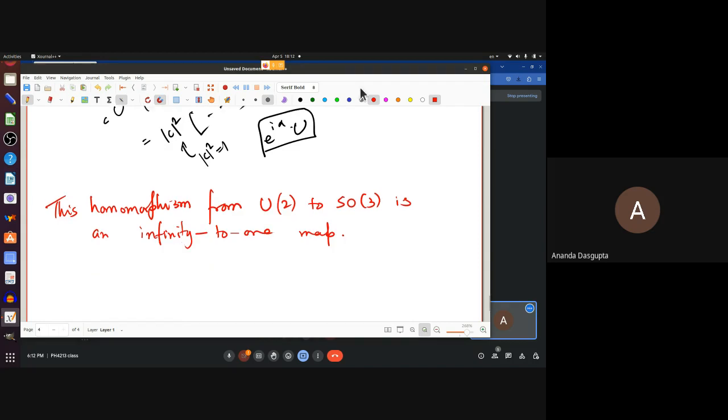But can we cut down on this infinity to one map? Can we make it closer to being one to one? Well, for that, notice the determinant of e to the i alpha U. Can anybody tell me what that is?